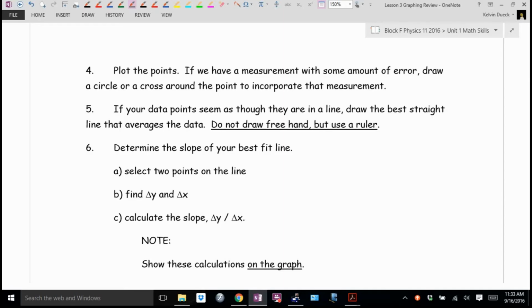Then and only then will you plot the points. When you plot the points, I wrote here, if we have a measurement with some amount of error, you know what? I'm not going to do error bars this year, so if you want to, you can just go, but you will still have to plot the points.